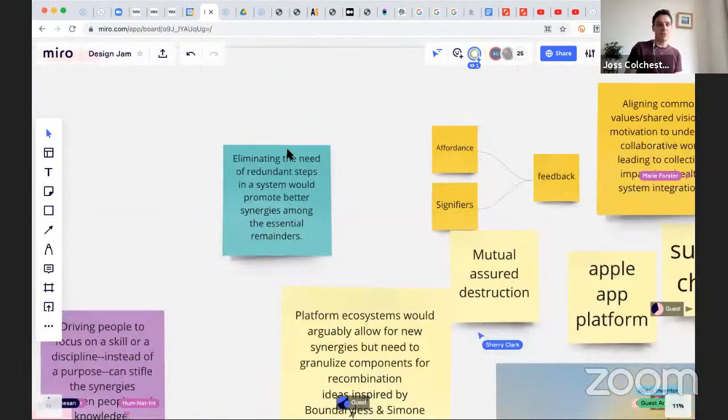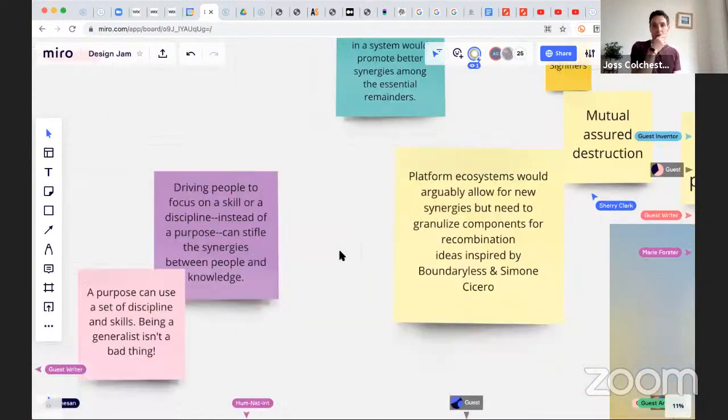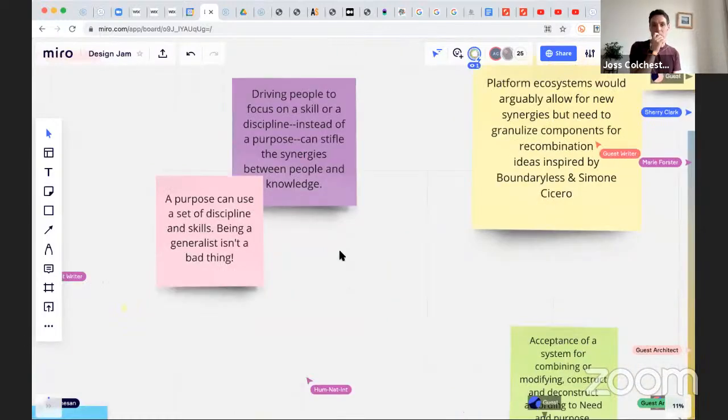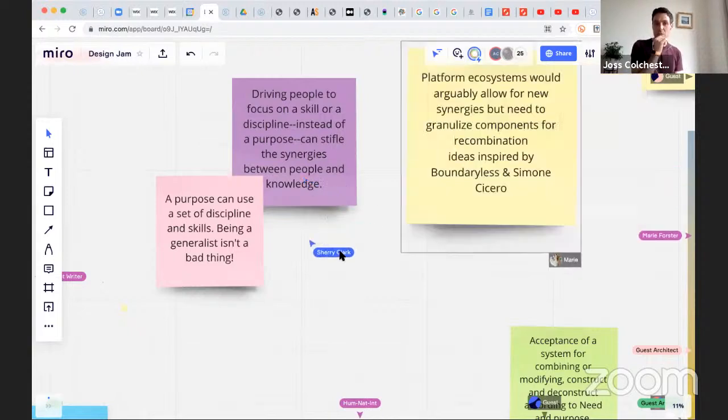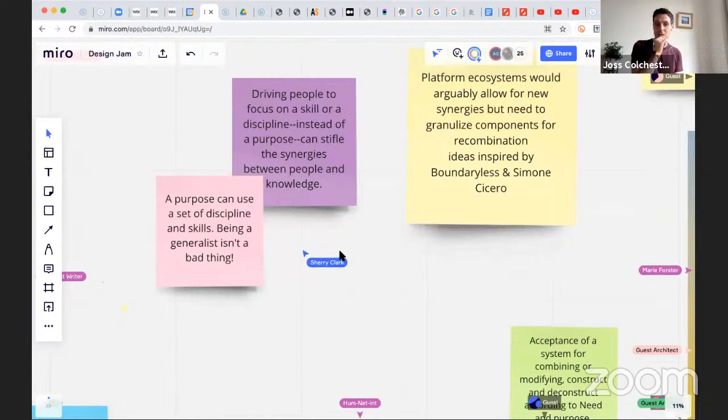Eliminating the need of redundant steps in a system would promote better synergies among the essential remainders. Driving people to focus on a skill or a discipline instead of a purpose can stifle the synergy between people and knowledge. A purpose can use a set of disciplines and skills. Being a generalist isn't a bad thing.